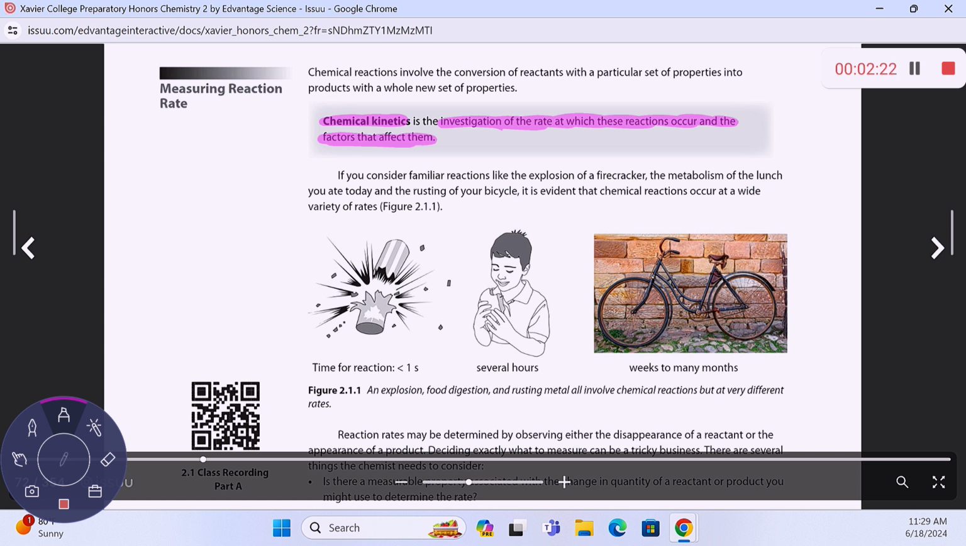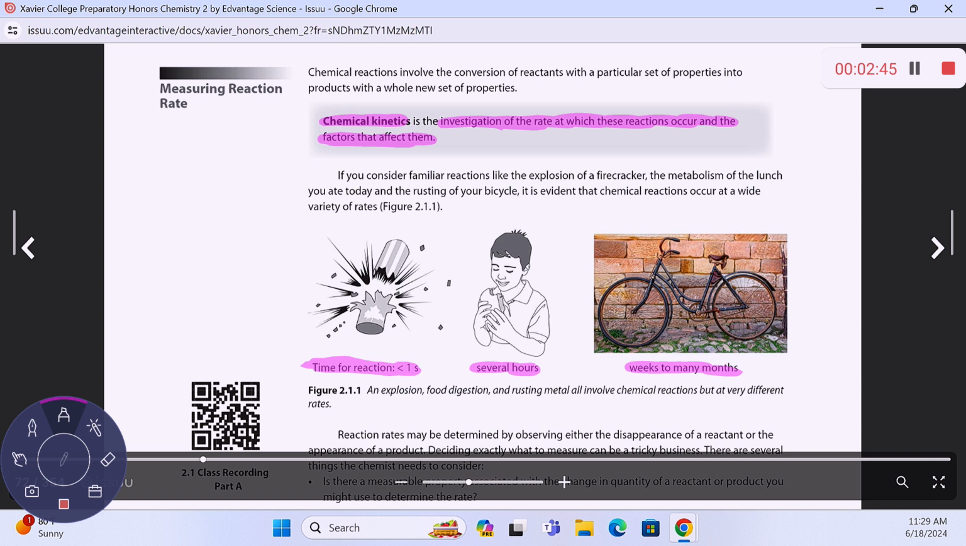Now, if you've got a firecracker exploding, that has a really fast reaction rate. The time for that reaction is less than a second. If you're trying to metabolize whatever you ate for lunch, that would take several hours, and then rusting a bicycle takes weeks to months. So that's a very long reaction rate.